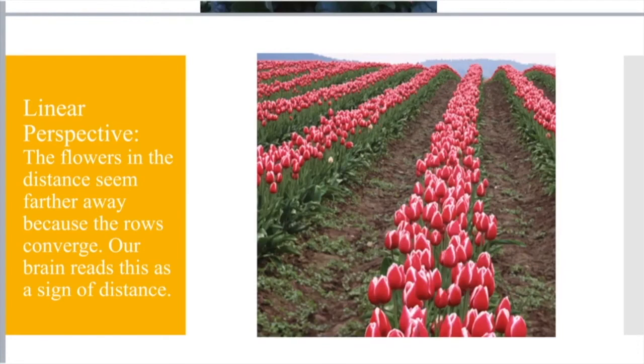Next, we have this idea of linear perspective. Looking at this image, the flowers in the distance seem further away because the rows converge. They come closer and closer together until they meet. Our brain reads this as a sign of distance. We see this with roads or train tracks, which you'll see on the next one actually. As things that are in straight lines get further and further away, parallel lines seem to converge on the horizon. That's our idea of linear perspective.